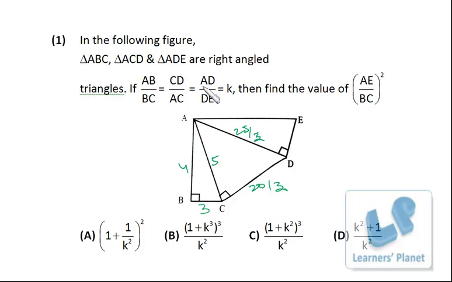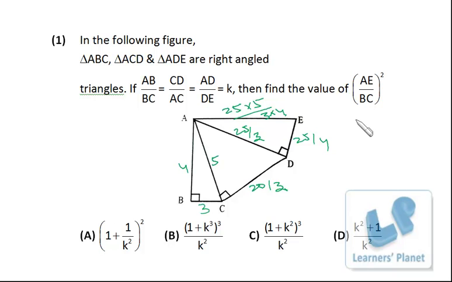Now AB by BC is equal to AD by DE. So if 4 is 25 by 3, 3 must be 25 by 4, right? Now again, this is perpendicular, this is base, so 25 square by 9 plus 25 square by 16, so it must be 25 into 5 by 3 into 4, the length of AE, right?